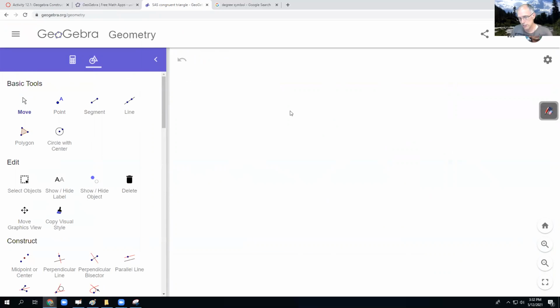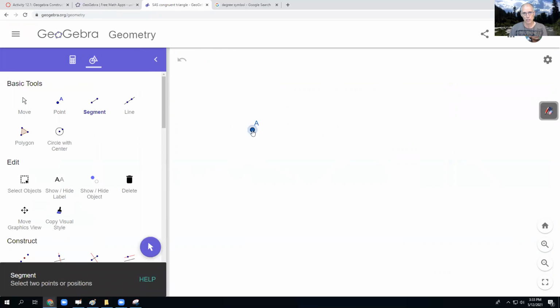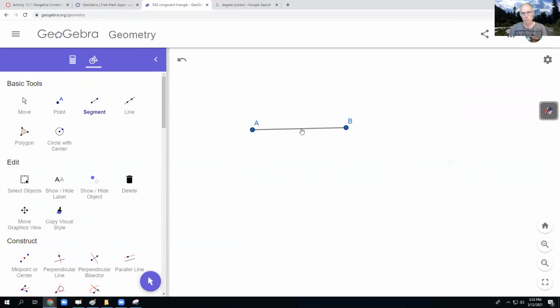So perpendicular bisector means I have to have something to bisect. So I'm just going to make a segment first. And what I want to do is find the middle of this, and I want a line going through there that's perpendicular. So to do that, we just need a couple circles.